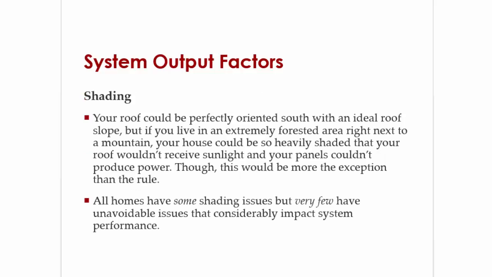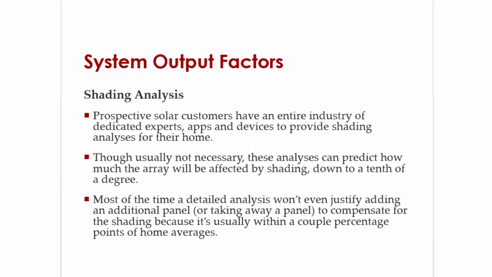Shading. Your roof could be perfectly oriented south with an ideal roof slope, but if you live in an extremely forested area right next to a mountain, your house could be so heavily shaded that your roof wouldn't receive sunlight and your panels couldn't produce power, though this would be more the exception than the rule. All homes have some shading issues, but very few have unavoidable issues that considerably impact system performance.